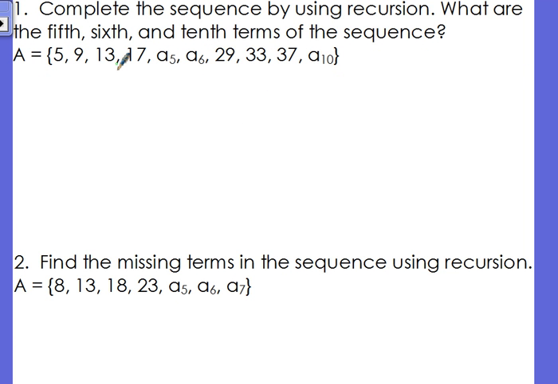Alright, so when we use recursion, remember I have to use the term before it to find the next term. So if I look at these first couple of terms, I'll see that the common difference is 4. I'm adding 4 every time. So to find the fifth term, I'd simply add 4 again, keep adding 4, and then this one will be 41.